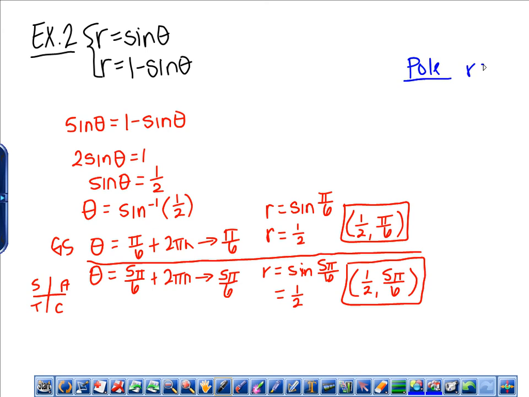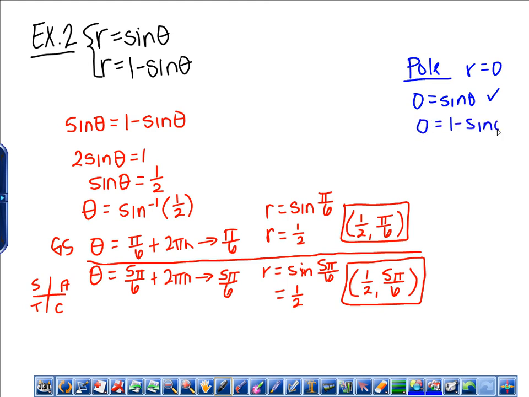Remember, to check for the pole, you let r equal 0. So if I let r equal 0 in the first one, I have 0 equaling sine theta, and yeah, this is something I could solve. Sine of angles, some of the time, it is 0. We got that. I can take arc sine of 0. All right, let's look at the next one.